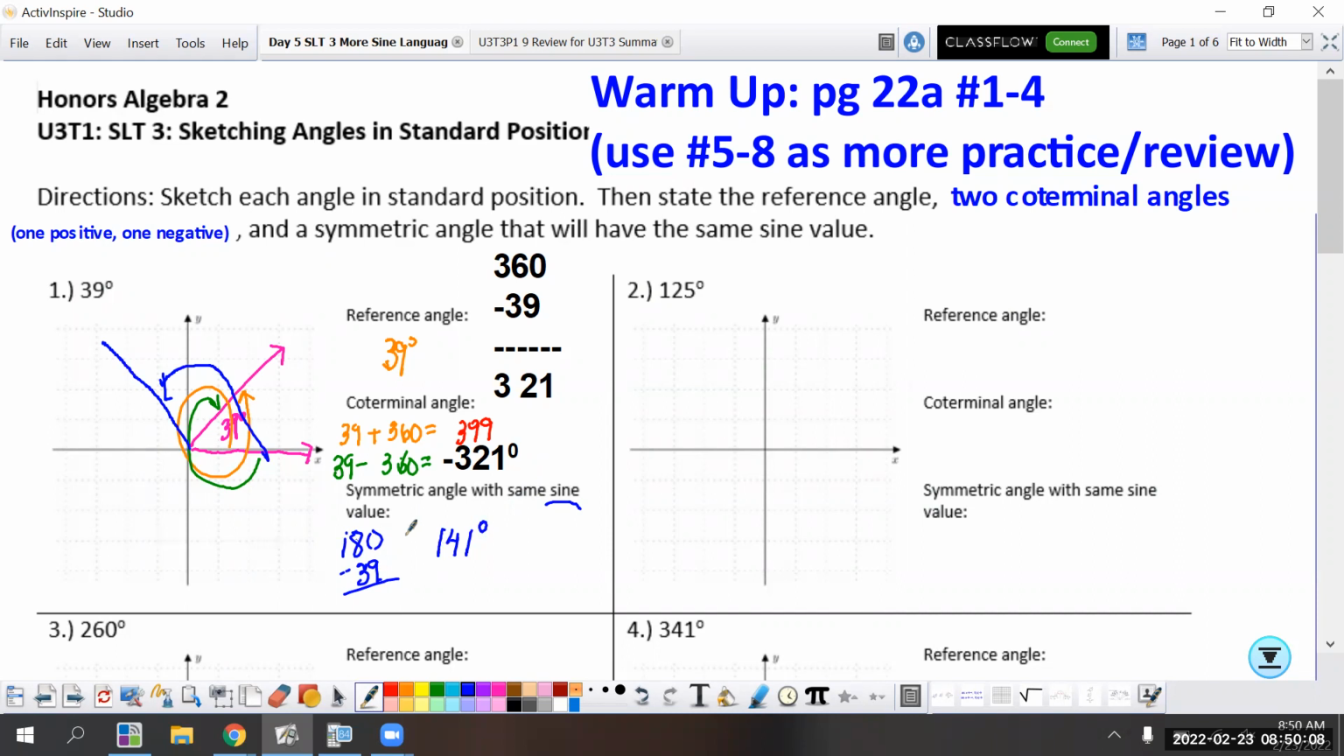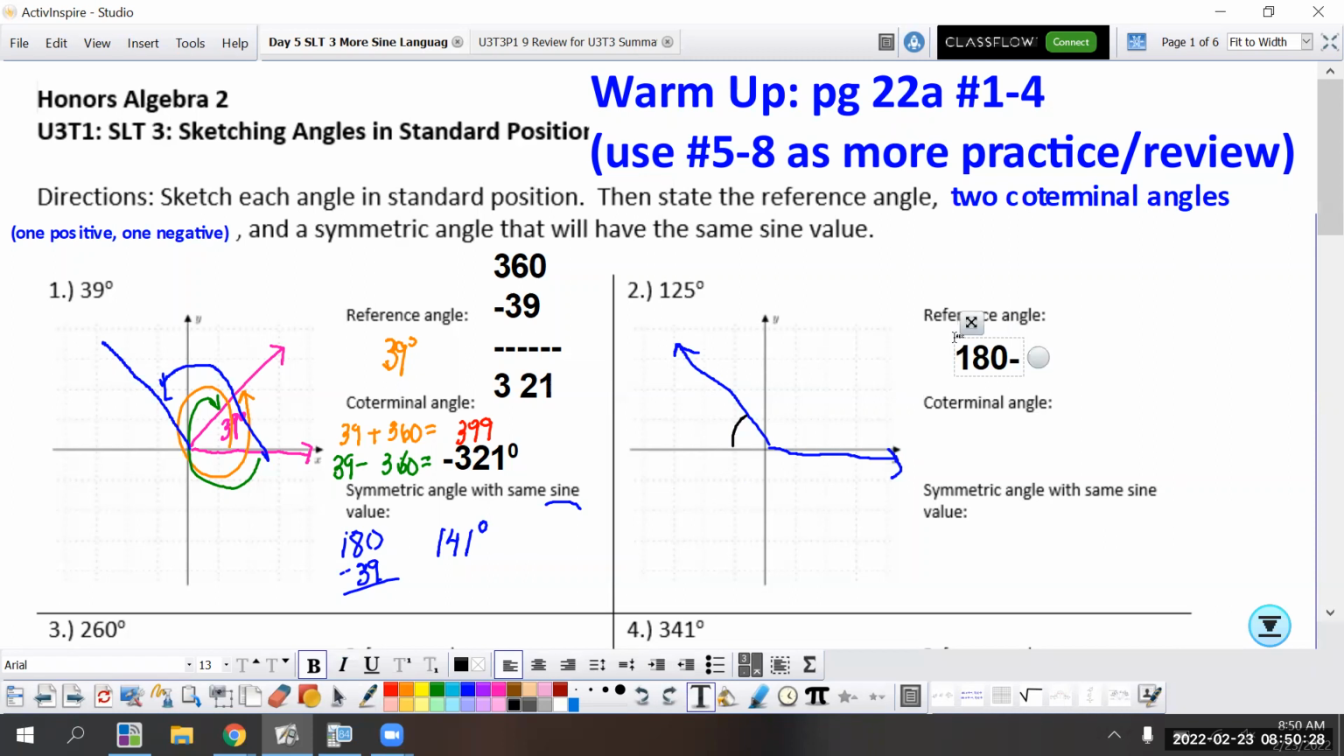And number 2, that initial ray, terminal ray. And so your reference angle is this acute angle. So that is 180 minus 125, which is 55 degrees. For coterminal, you should have done 125 plus 360 and calculate that, and 125 minus 360 and calculate that.